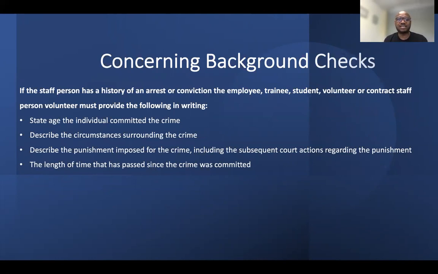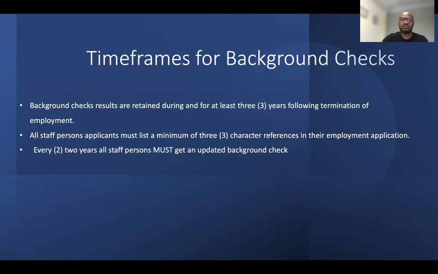If the staff person has a history of an arrest or conviction, the staff person must provide the following in writing: they must state the age at which they committed the crime, describe the circumstances surrounding the crime, describe the punishment imposed for the crime, including the court actions regarding the punishment, and the length of time that has passed since the crime was committed.